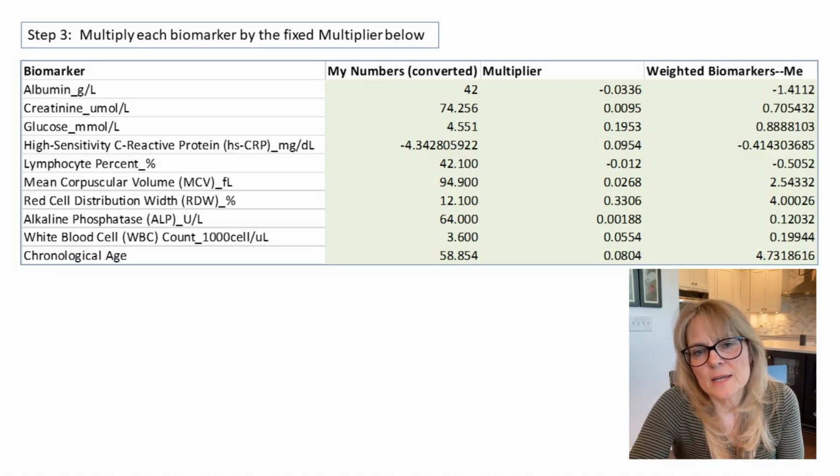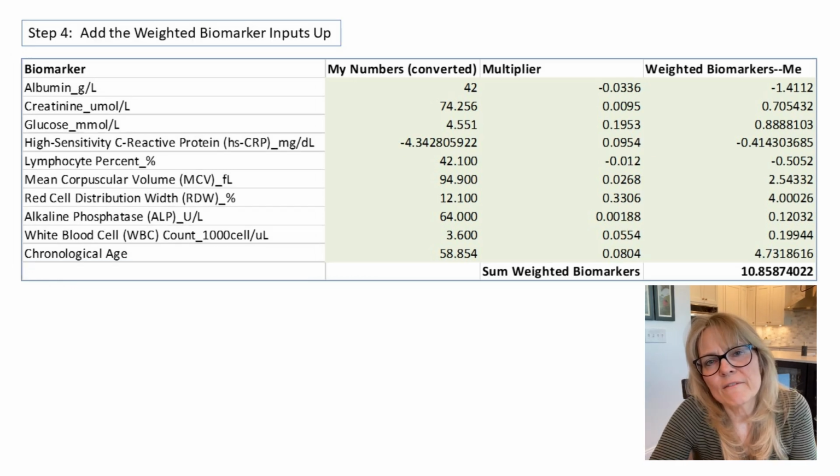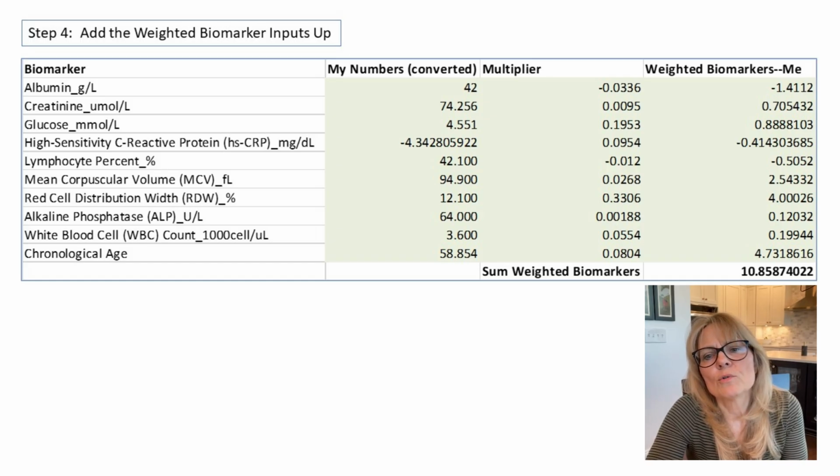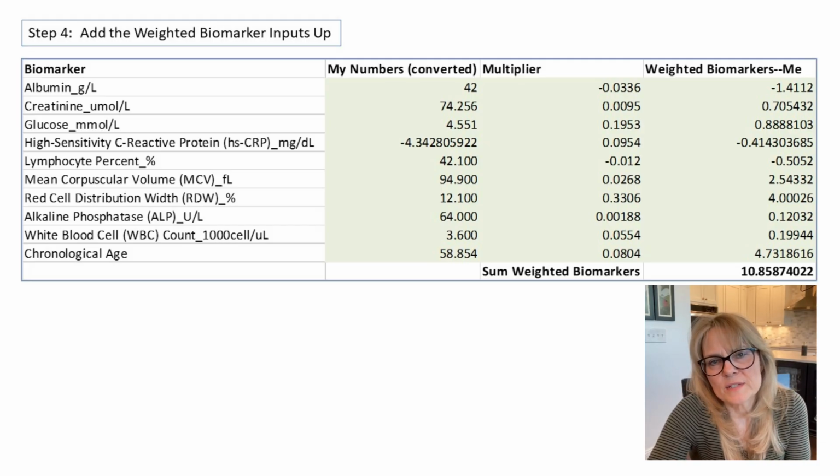So just take each converted number, multiply it by the multiplier, and put it in the right-hand column. Okay, and once you're done with that, you've multiplied everything by its multiplier, just add them all up. So my total was 10.8587. So just add yours up.